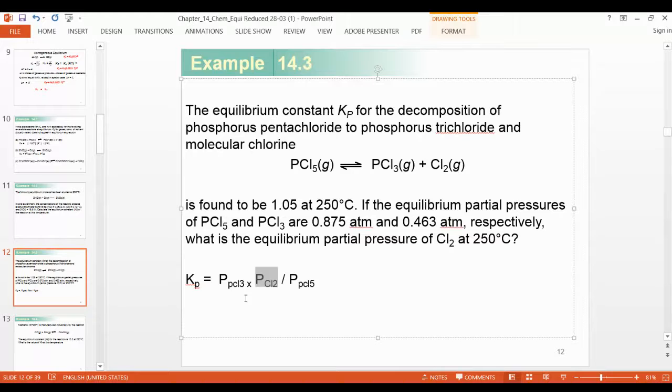Kb multiplied by PCl over PCl2 is equal to... the PCl3 will come down, and Kp will go up, and PCl5 will go up, right? Yes. Is it clear? Yes.